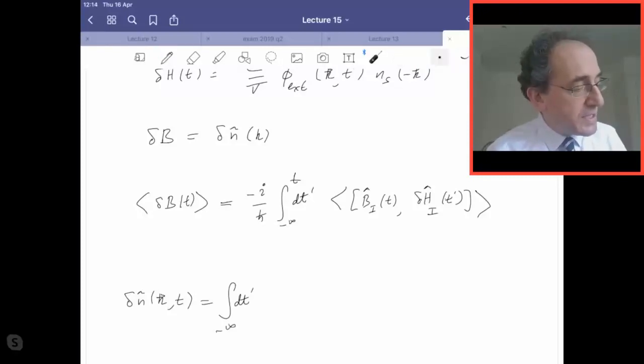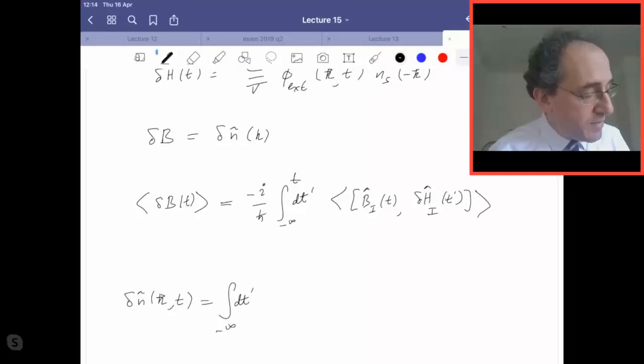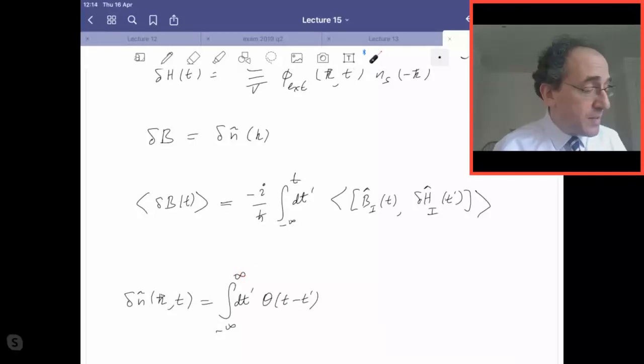Now, in this equation here, the integral goes only up to t, but I'm going to cheat, make the integral go to infinity, and put in a theta function or a step function, t minus t prime here. So this theta function, t minus t prime, cuts off this integral at t, and just allows me to write the integral as the integral over all t prime instead, which is a little bit more convenient.